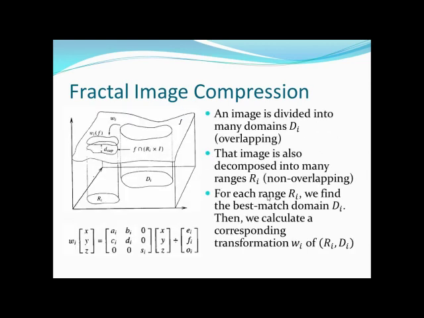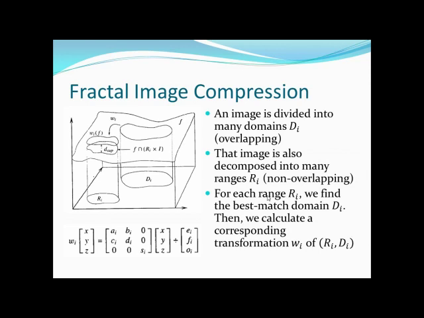Now I will talk about some basics of fractal image compression. In this method, an image is divided into many domains, DIs. These domains can be overlapping. The image is also decomposed into many ranges, RIs. These ranges are not overlapping. And for each range RI, we will find the best match domain DI. Here, best match means most similar to.